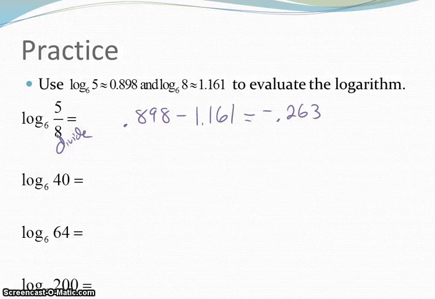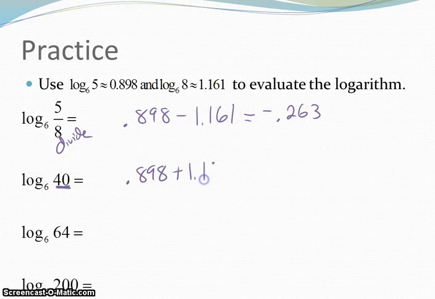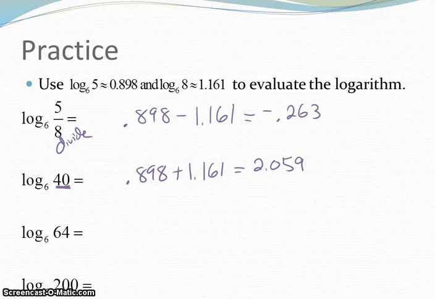Let's take a look at our next one. So I'm looking at 40, and I'm thinking, how can I get to 40 using 5 and 8? Well, 5 times 8 is 40, so multiplication goes with addition. So if I take my logs and add them, I get 2.059, and that is, once we look at the change of base formula later on, actually approximately what log base 6 of 40 is. Or like I said, you could take 6 to the 2.059, and it will be about 40.